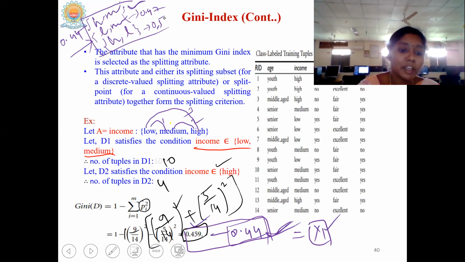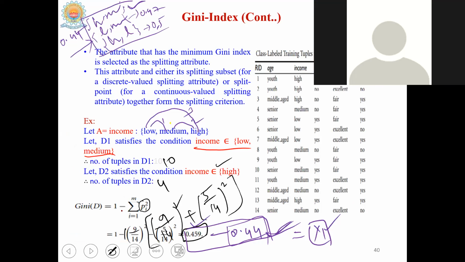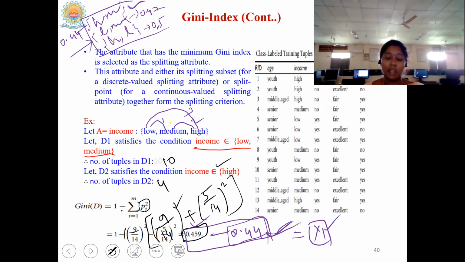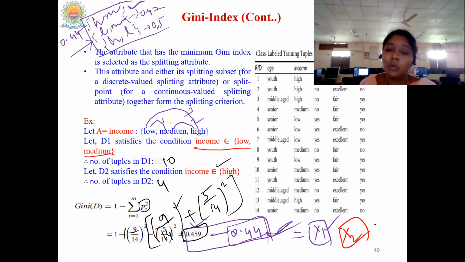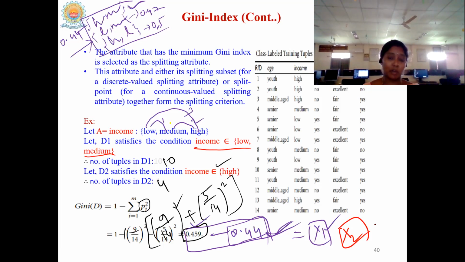So what value we need to select finally? Minimum value. The one with the lowest value we need to select. And after that, we need to subtract that value from the GINI index of the entire data set. Let's say it is x2. And next, what is the next step? I think you know that. What is the next step?